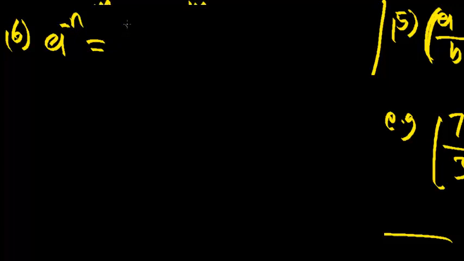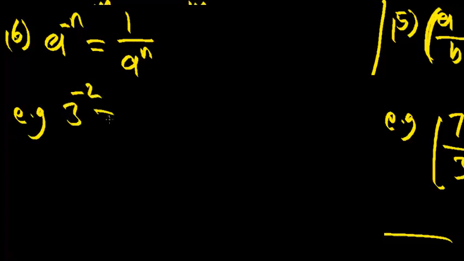So we can look at law 6 or property 6, and that is if you have a exponent negative n, this is going to give you 1 over a exponent n. And we can give an example like if you have 3 exponent negative 2, this is going to give you 1 over 3 exponent 2, and 3 exponent 2 means 3 times 3, and that is 9.